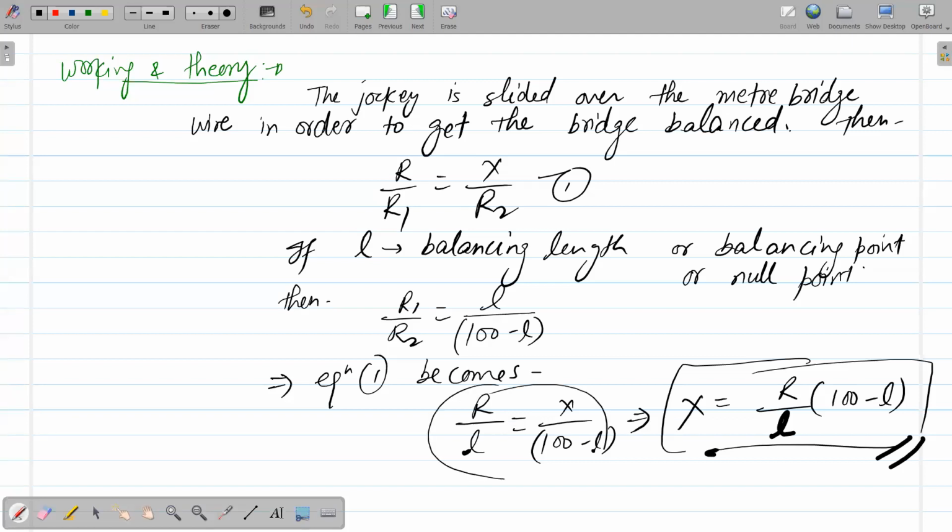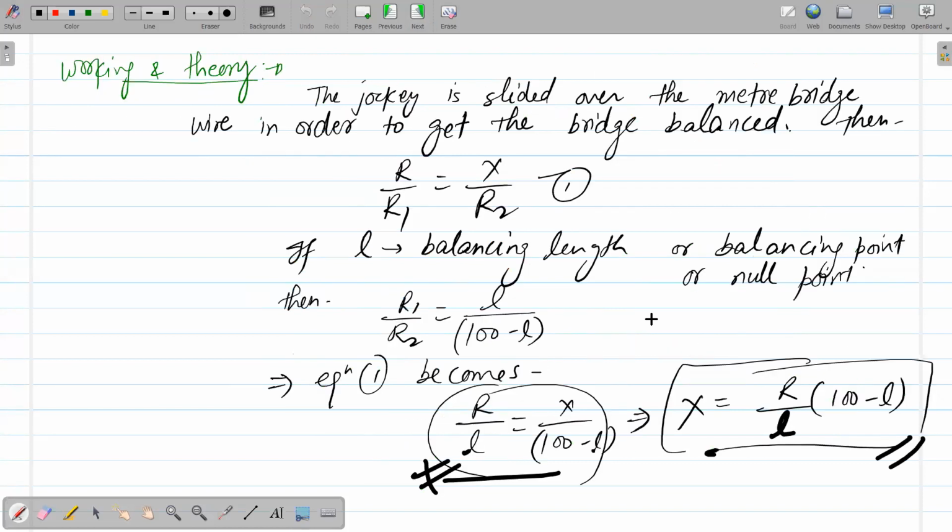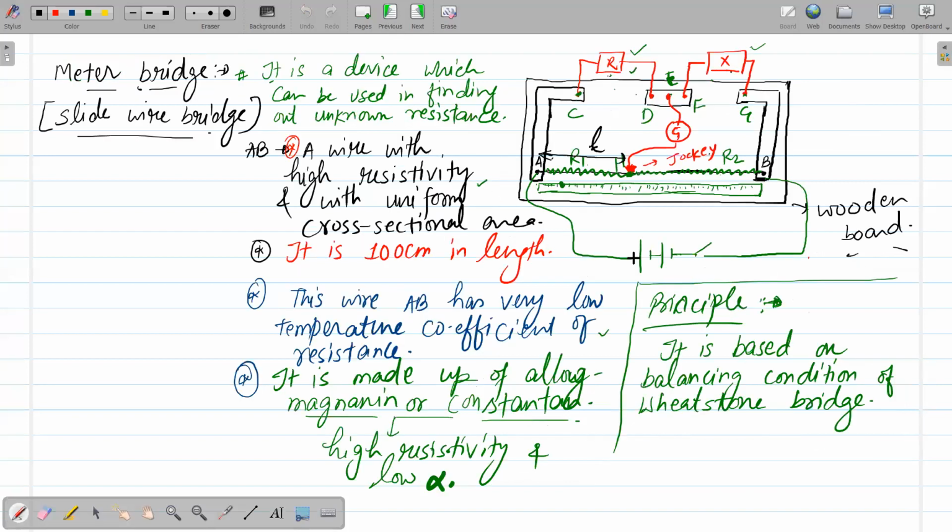Now this thing is important. Whenever we get zero deflection, we get the balancing condition, and we can write in terms of resistances. Here we can write in terms of length directly, meaning R by L equals X by 100 minus L. So R by this length equals X by this length, right? R by L equals X by 100 minus L. This can also be done. Is it clear? So now the working and theory part is completed, principle is completed, and the object is completed, right?